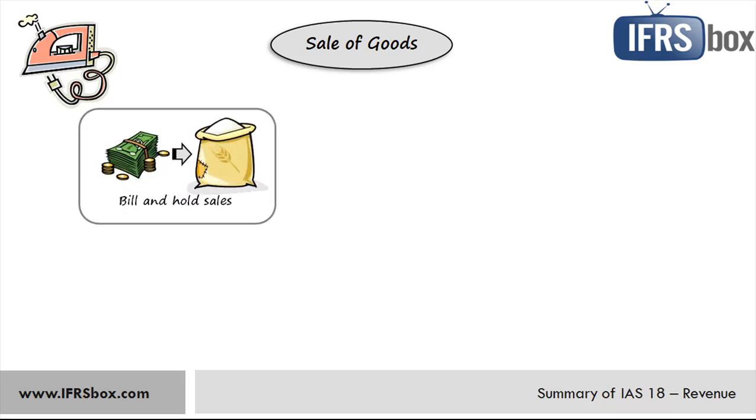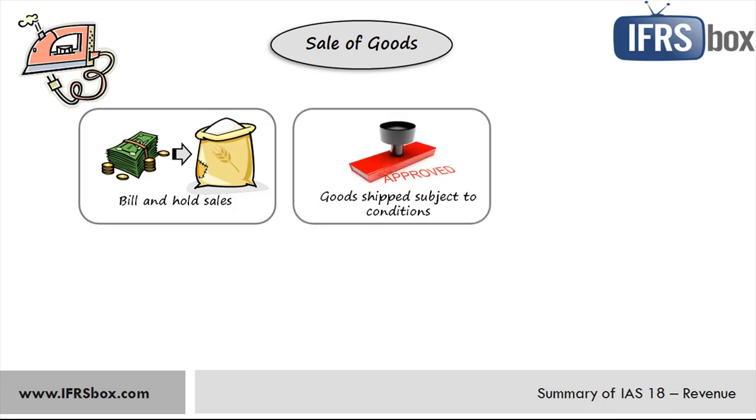IAS 18 provides guidance on revenue recognition for certain specific circumstances at sale of goods, such as bill and hold sales. Well, here the revenue should be recognized basically when the buyer takes title. Goods might be shipped subject to various conditions, such as after completing installation and inspection, on approval with limited right of return or cash on delivery. Here the revenue shall be recognized basically when conditions are fulfilled.